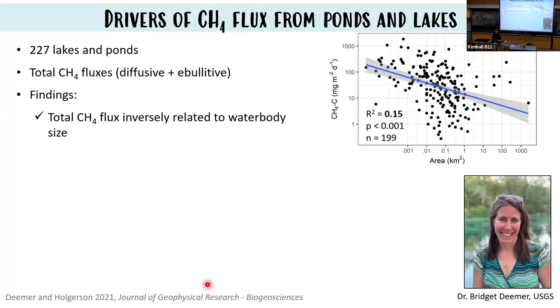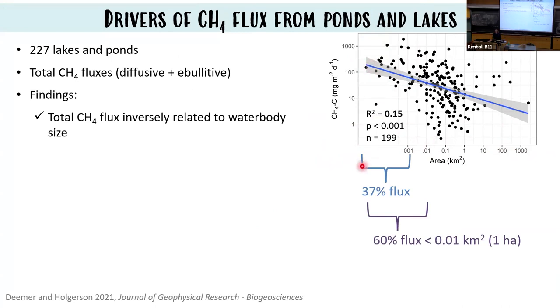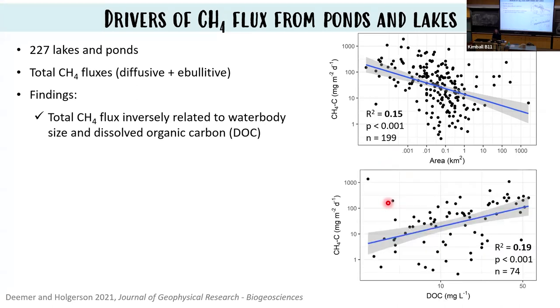And one of the big findings that to me wasn't a surprise was again that the small water bodies emit more than the big water bodies. So here we have the area, how big the different water bodies are, and then we have the total methane flux. And we can see that those smaller water bodies emit more methane. These are on log-log scales, so it's actually an exponential relationship. We can see that the smallest size class of lakes make up 37% of the flux when we start thinking about how much surface area these systems comprise on the landscape. And 60% of the methane flux is coming from systems that are less than a hectare in size. Again, showing these small systems are really important. The other variable that we found that was predictive is dissolved organic carbon.